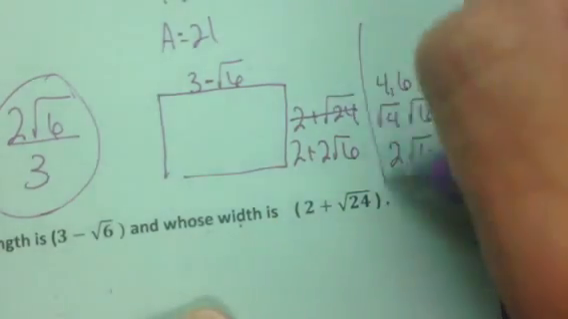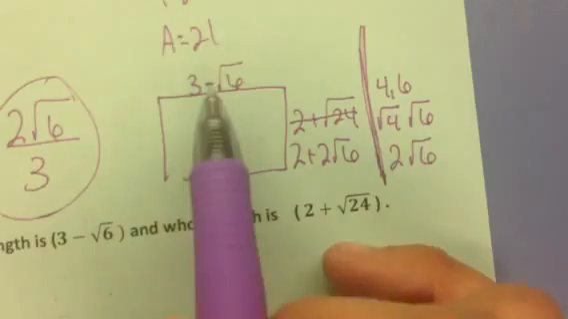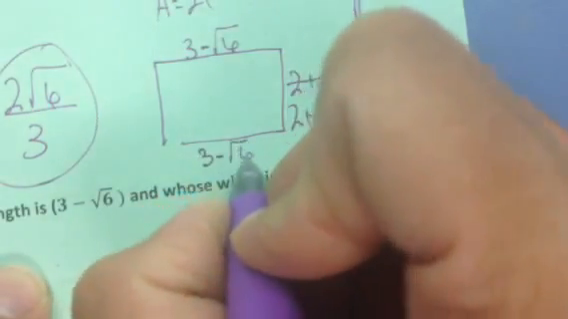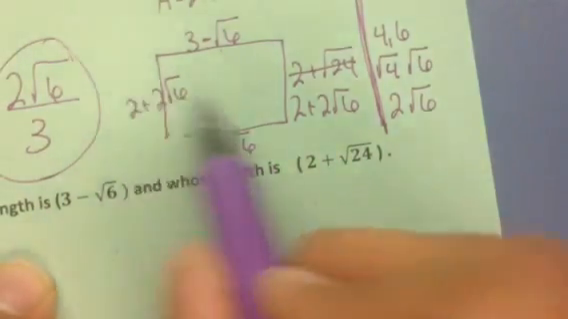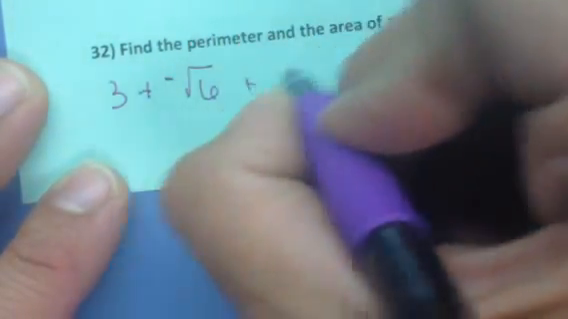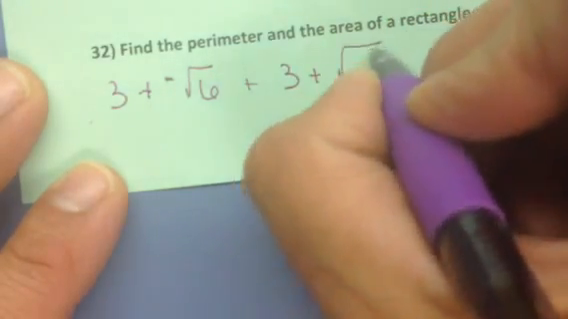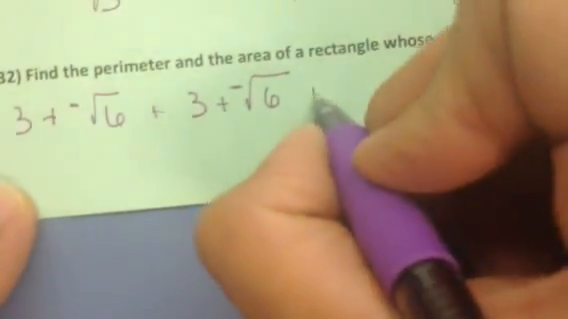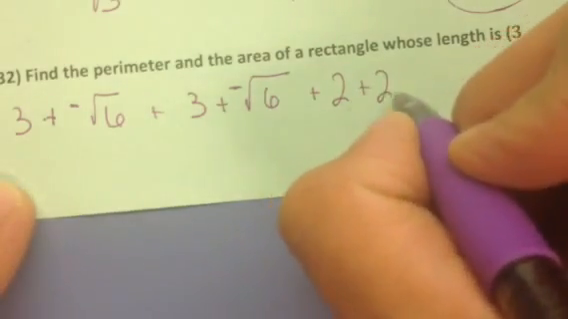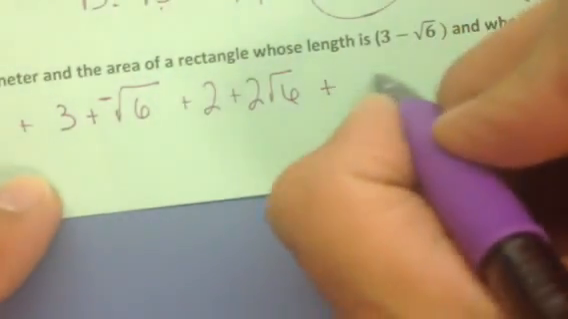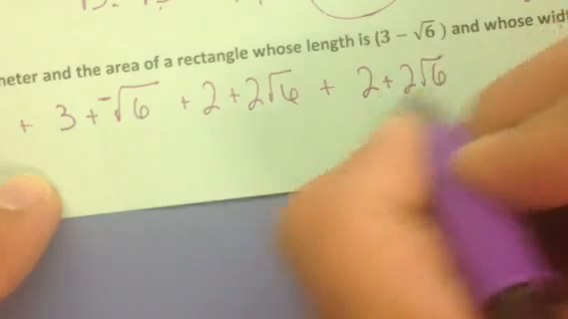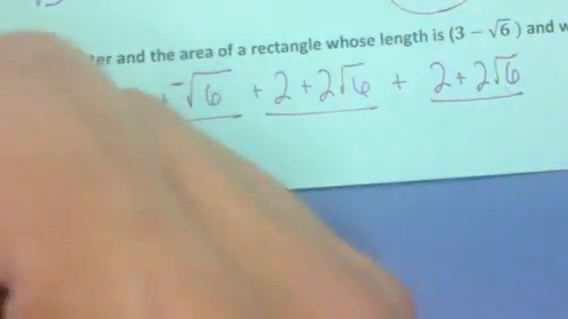Okay? All right, so let's find the perimeter. The perimeter says I should add all 4 sides. And the opposite sides are equal. So I'm going to take this plus this plus this plus this. So here's the perimeter. I'm going to write those out. Here's one length, and I'm going to add the opposite. Here's another one. Now here are my other lengths, 2 plus 2 square root of 6. And here's another one.